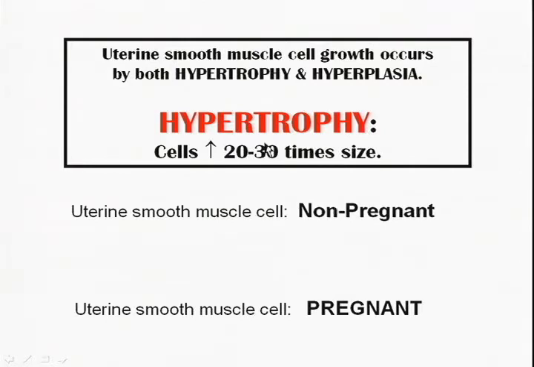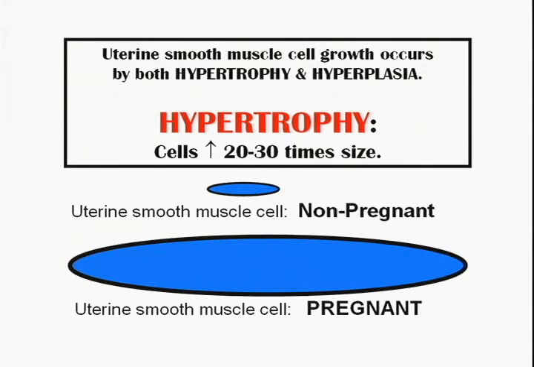Each individual myometrial cell hypertrophies 20 to 30 times. This represents a non-pregnant myometrial cell. This represents a pregnant myometrial cell. You know, the cardiologists think that the heart is a wonderful organ. The cardiologists have never heard of the uterus.